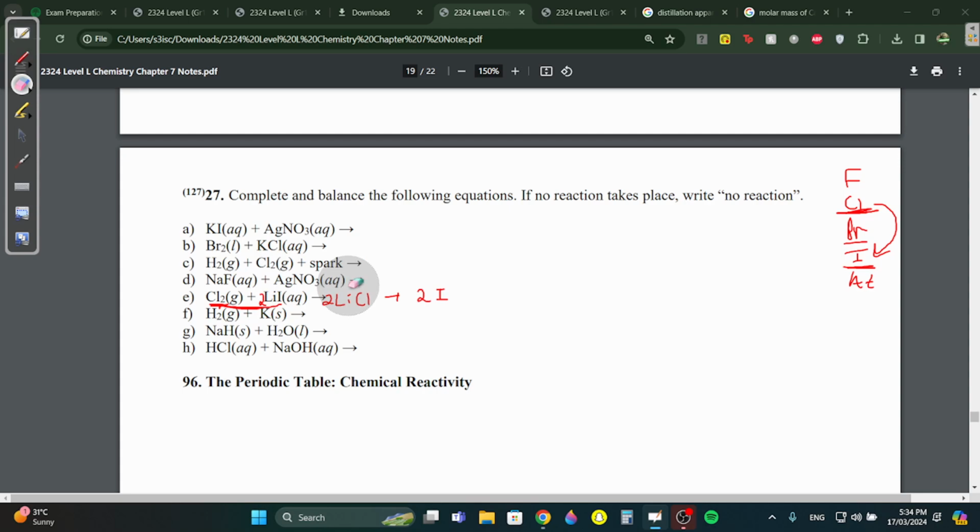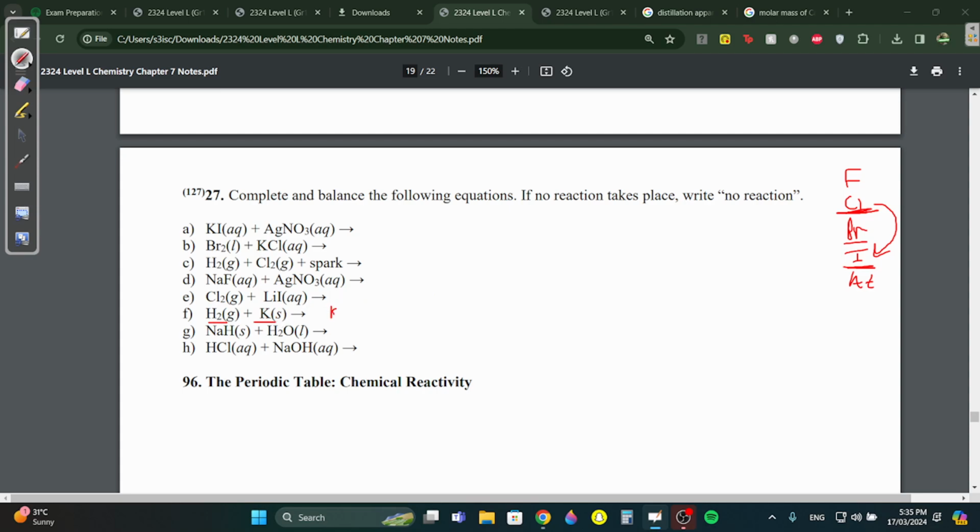Yeah, you should put the 2 here also. They're just trying to balance. But my point is, for displacement reactions, you just swap. So it becomes LiCl plus I2. And then you balance. Since there are 2 Cl's, you have to put the 2 here. Now since there are 2 Li's, you have to put the 2 here. And now it's balanced.